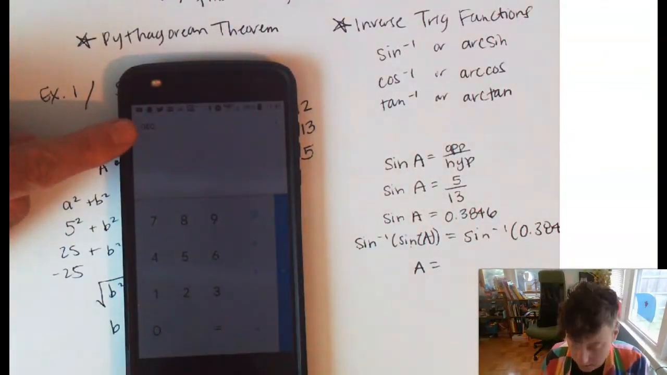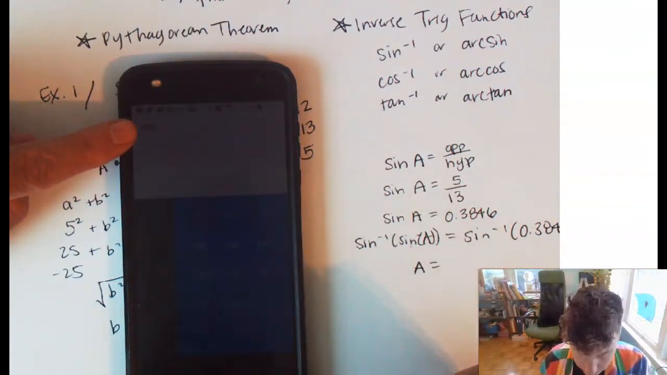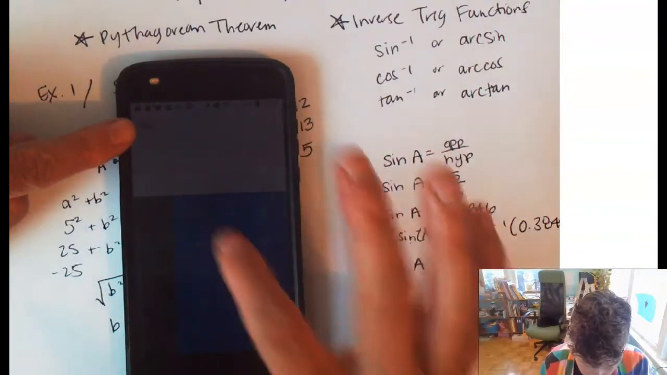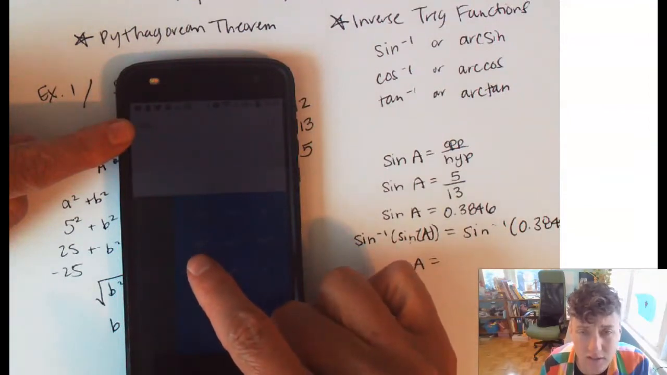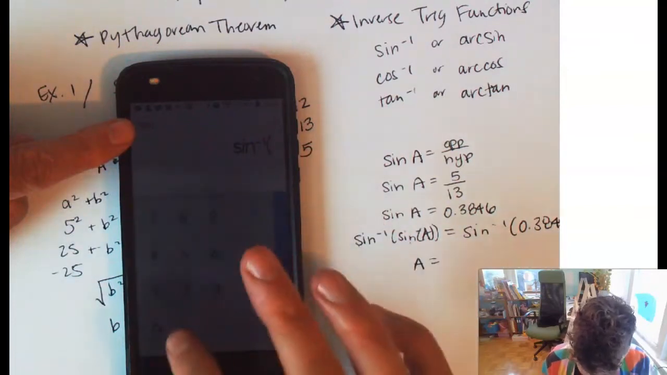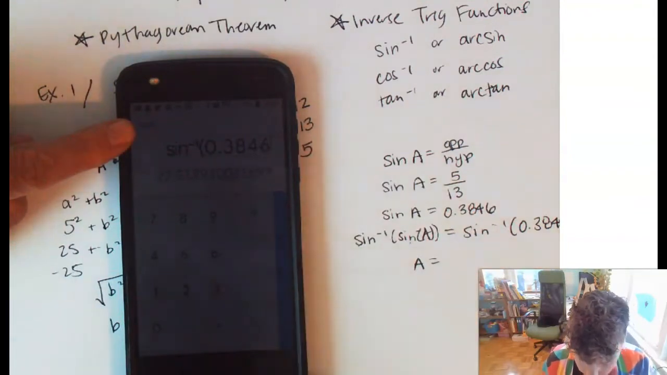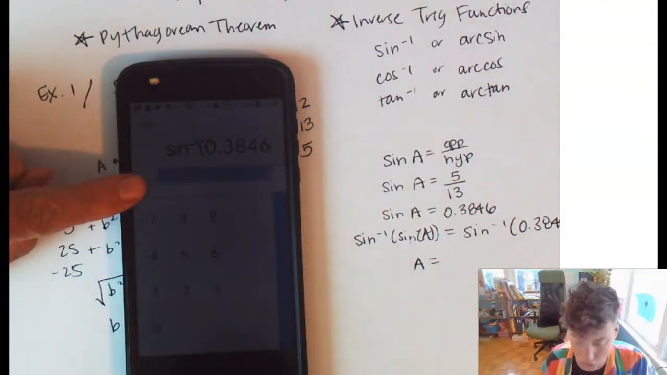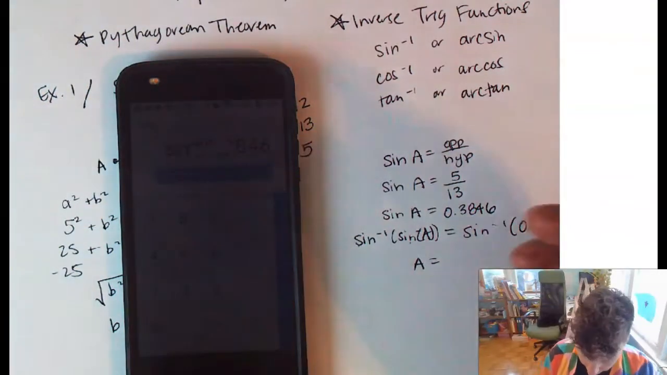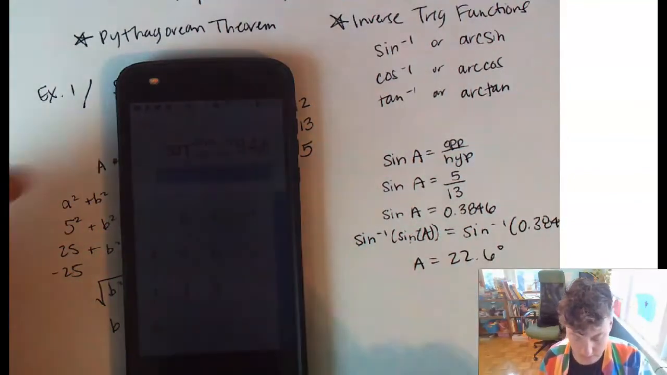Okay, in degrees, I want the inverse sine. So I'm going to go over. See, it says INV, inverse, up there at the top. So I'm looking for the inverse functions, the inverse sine. I want the inverse sine of 0.3846. So that means the measure of angle A is 22.6 degrees.